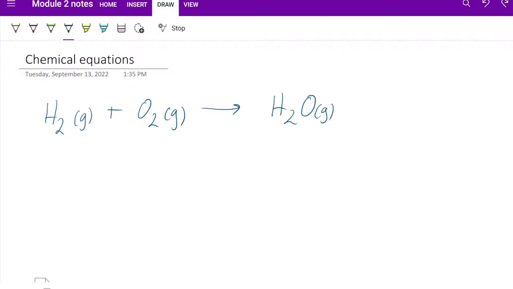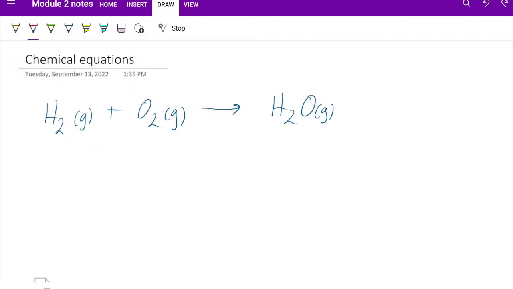All right, so we've got H2 and O2 become H2O. So this is describing a chemical reaction, the reaction between hydrogen gas and oxygen gas to become water vapor. The problem with this particular chemical equation, as you might see, is that it doesn't actually account for all the atoms.